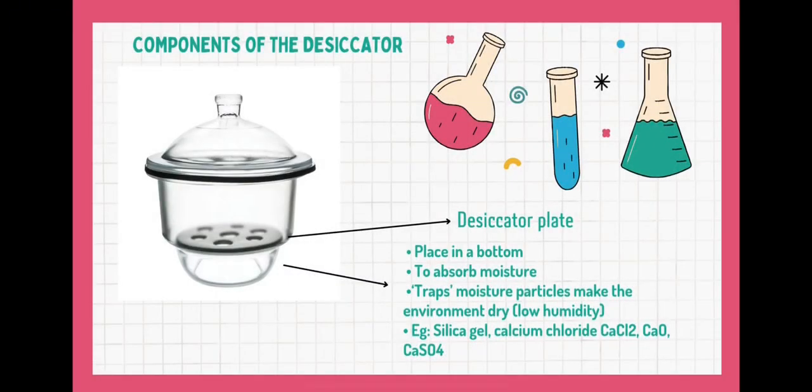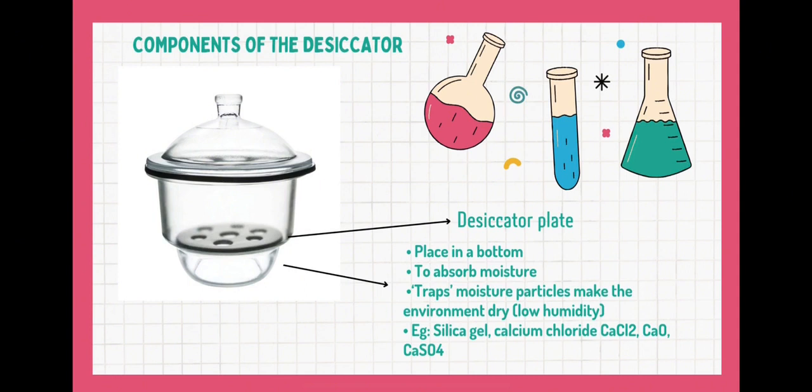These are the components of the desiccator. The first one is the desiccator plate. This is a perforated plate placed inside the desiccator to hold the items that we want to keep dry. The second one is the desiccant. This is a substance placed at the bottom of the desiccator to absorb moisture from the air, keeping the humidity level low. Examples of desiccants include silica gel, calcium chloride, and calcium sulfate.